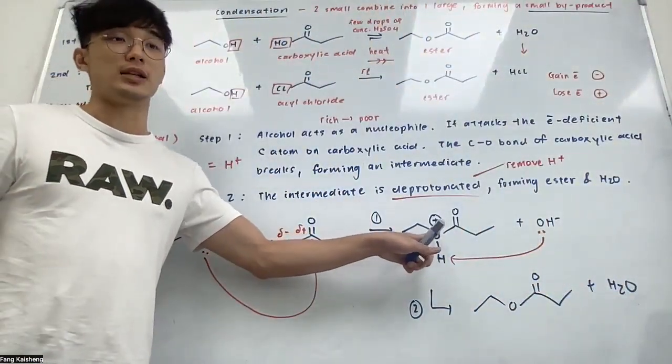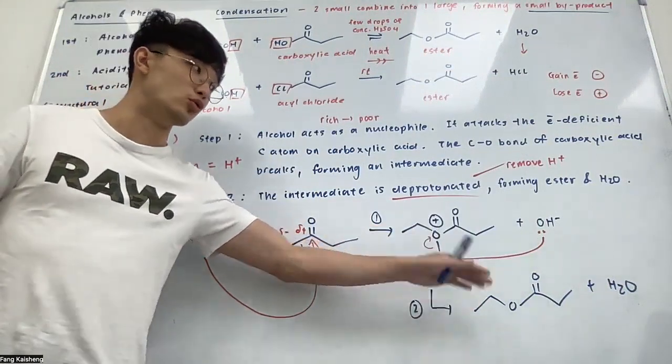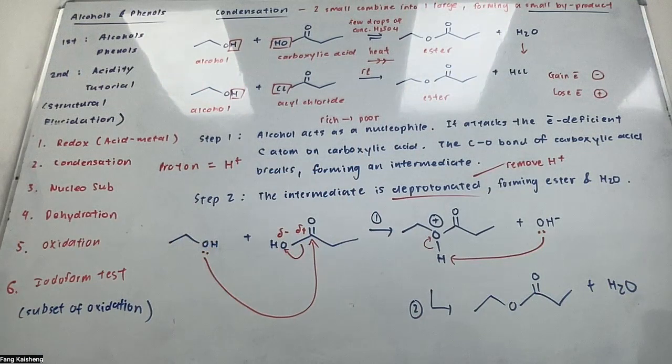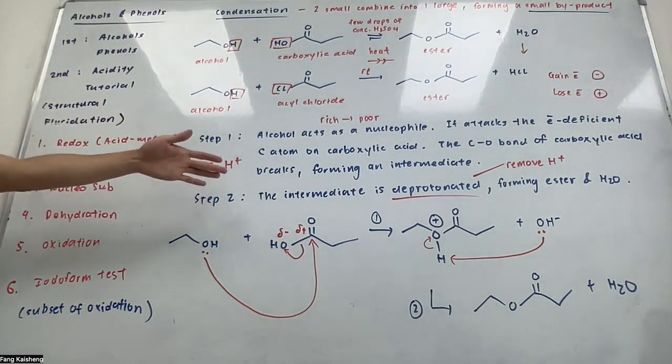Gain electrons, he has a negative. Negative, positive, go back to neutral. Everything is now settled. That's how a mechanism will look like. This is how they apply mechanisms in the exam.